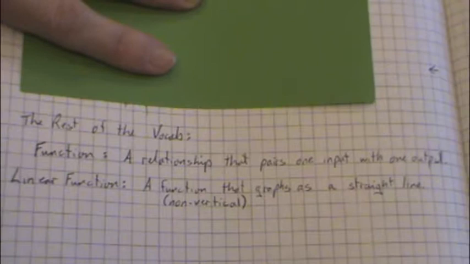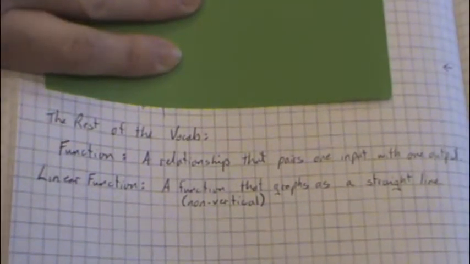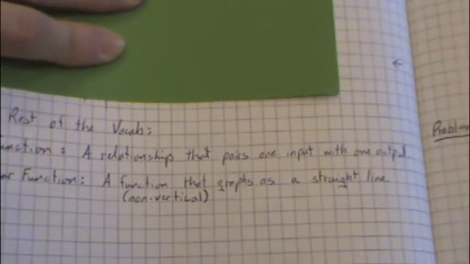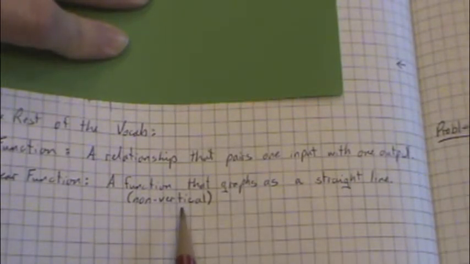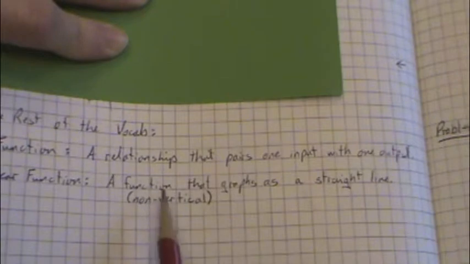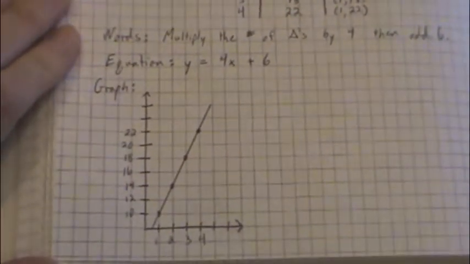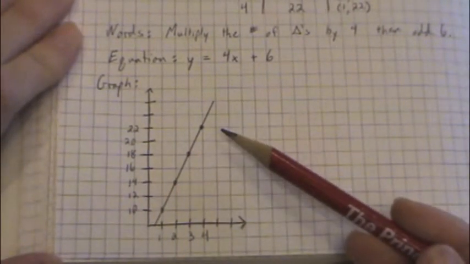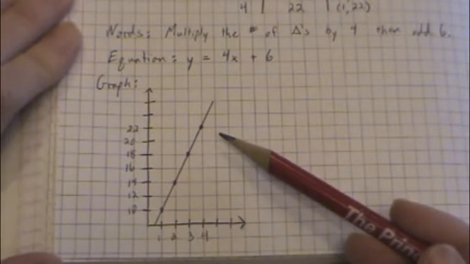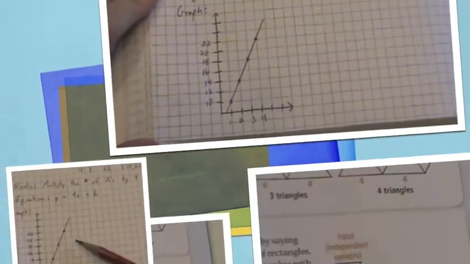A linear function, your next vocabulary term, is a function that graphs as a straight line. And this is important, but it won't make any sense to you yet. It needs to be a non-vertical line. A function that graphs as a straight line. For example, this one. That's a linear function. That's a straight line. The graphs we were looking at in the last chapter are not, most of them, linear. They were curved, the rocket went up, came down, not linear.